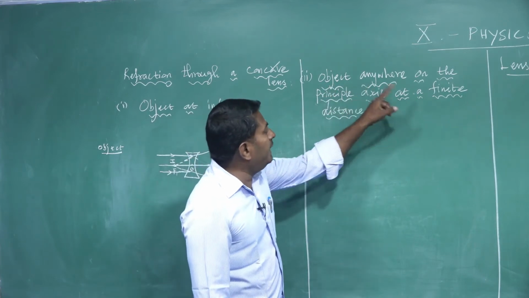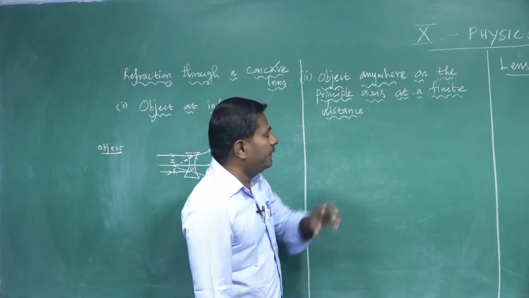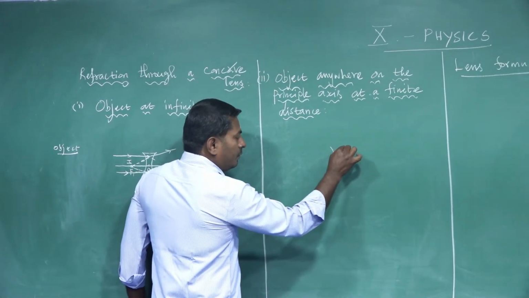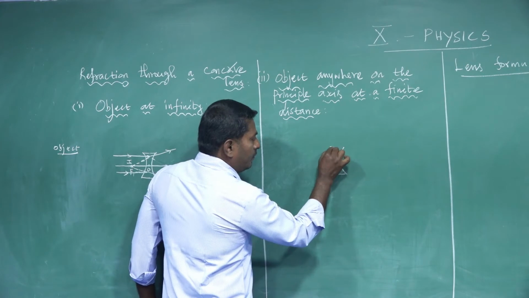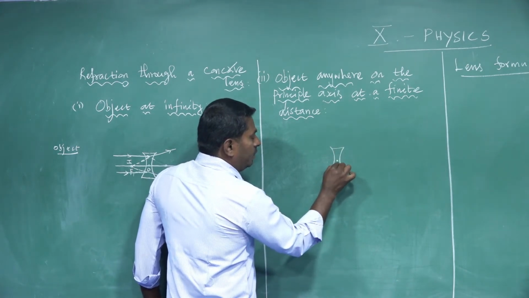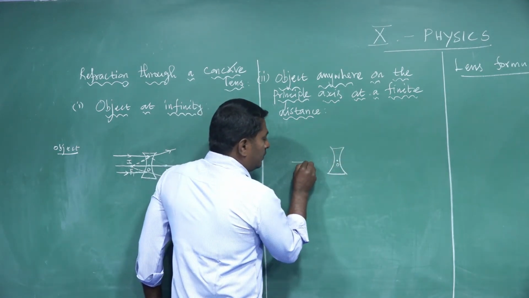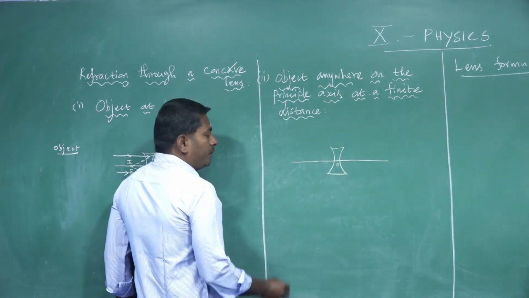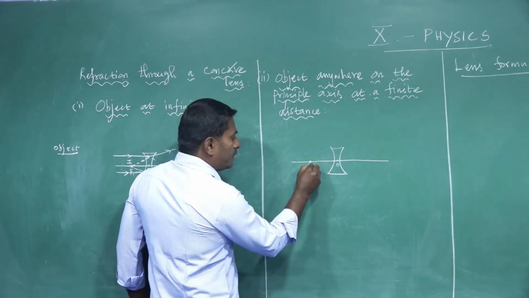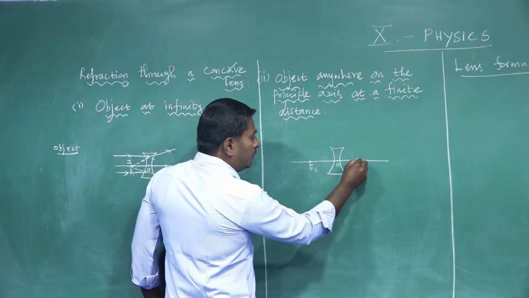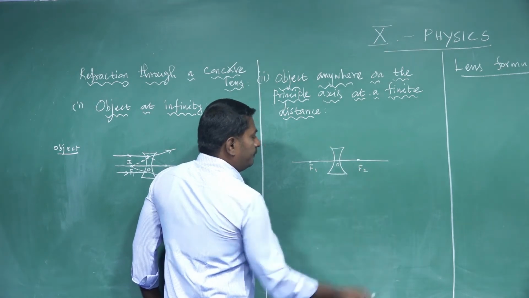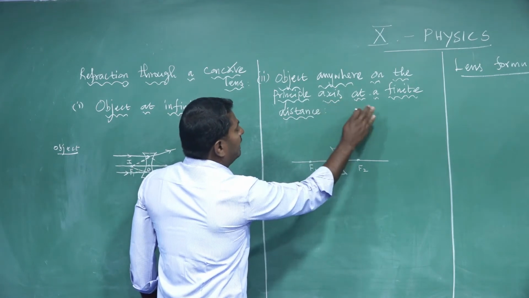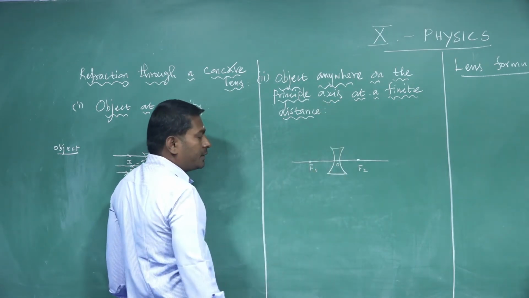Object is placed anywhere on the principal axis at a finite distance. See the concave lens. Optic center of the concave lens. Principal axis of a concave lens. There are two principal focus, F1 and F2. Now, the object is placed anywhere on the principal axis at a finite distance in front of a concave lens.